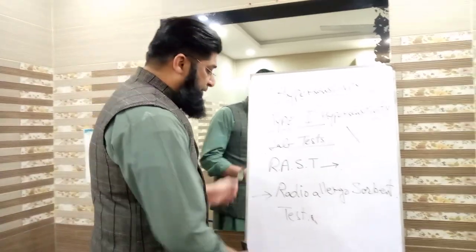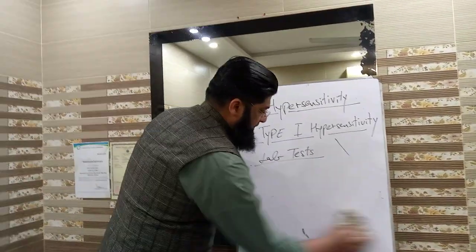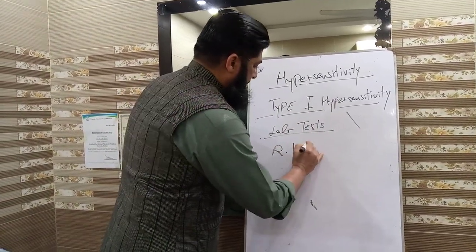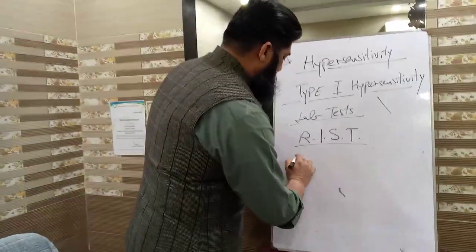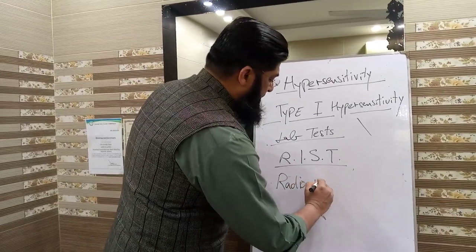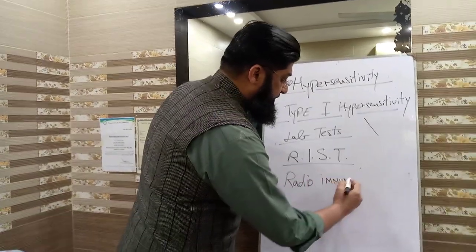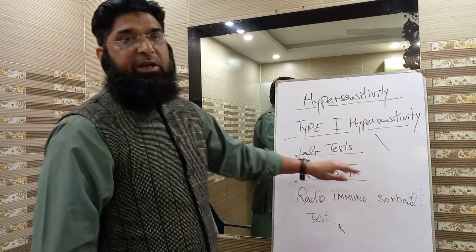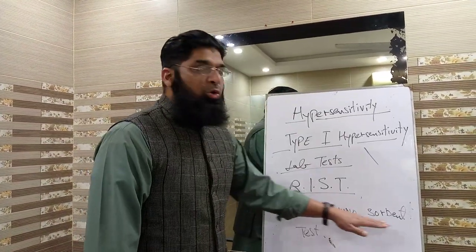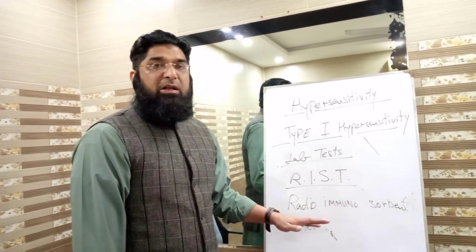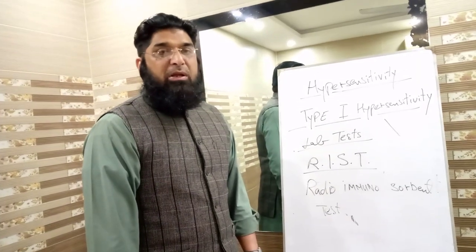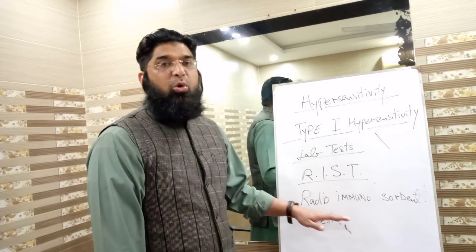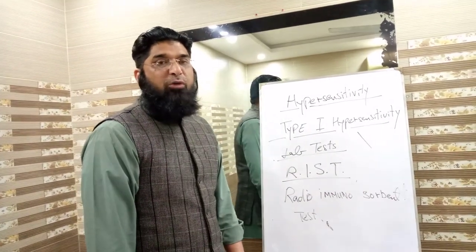Students, there is also a test which is called RIST. It stands for radio immuno sorbent test. RIST test means radio immuno sorbent test. Students, it also measures the concentration of IgE immunoglobulins in nanograms, but not towards the specific antigen as a whole. It measures the total concentration of immunoglobulin E.